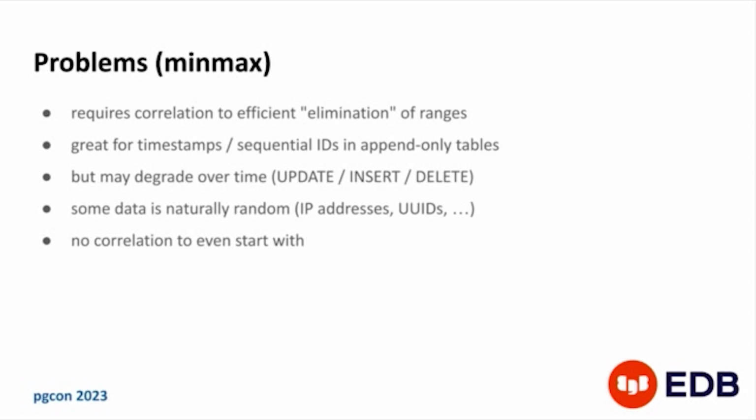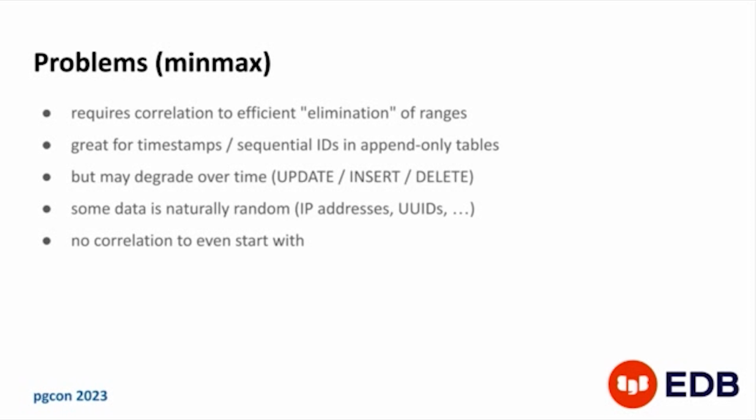If you have an append-only table and you always use the current timestamp, that will be perfect for BRIN indexes. But as soon as you start updating the table, that might move tuples from one position in the table to somewhere else, and so on. It will make the ranges larger. They will start overlapping, and it will be less efficient in eliminating parts of the table.